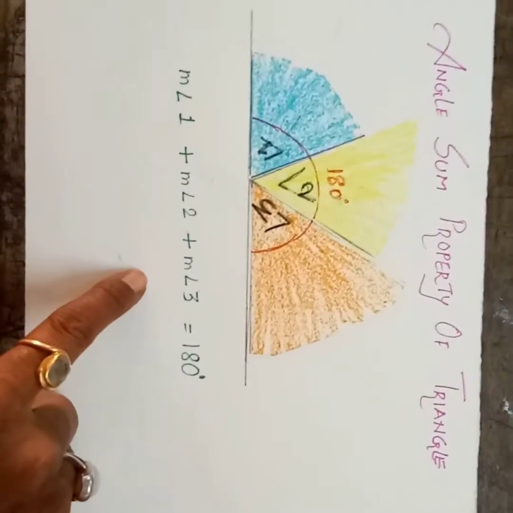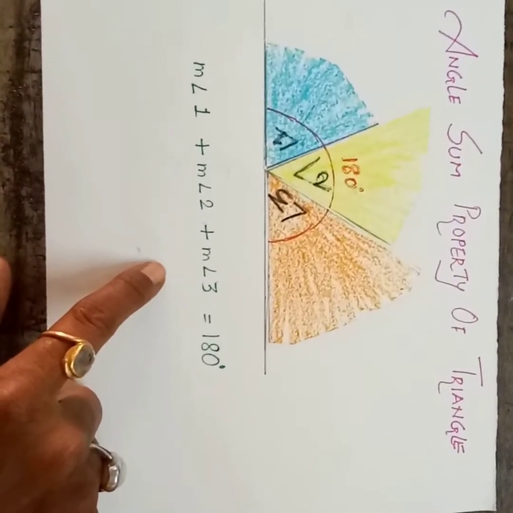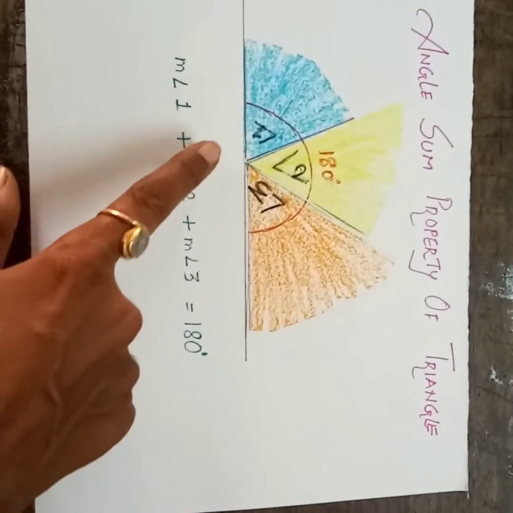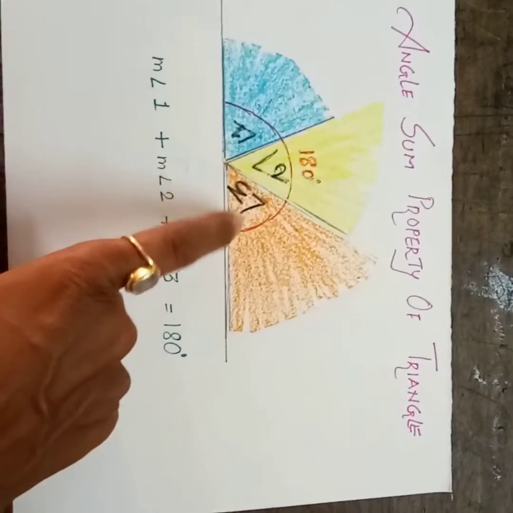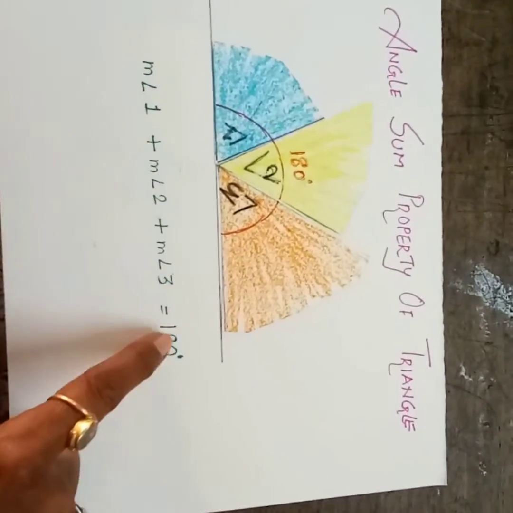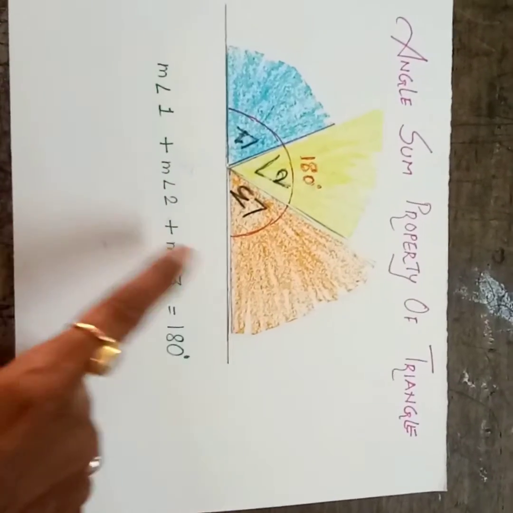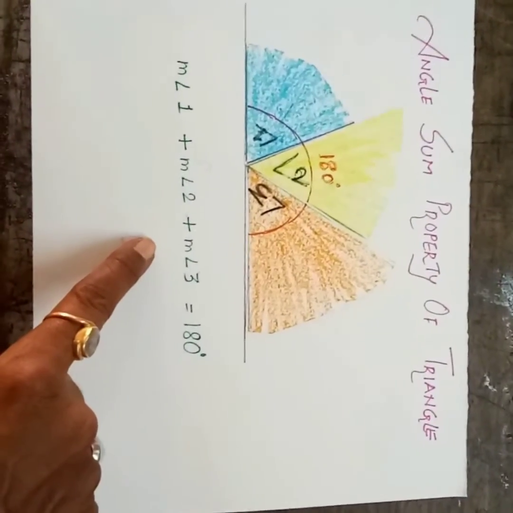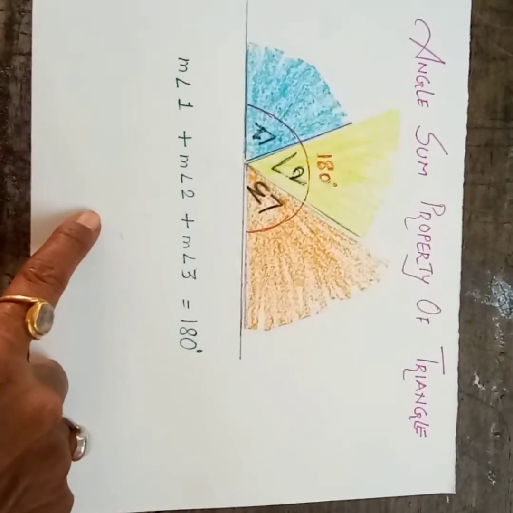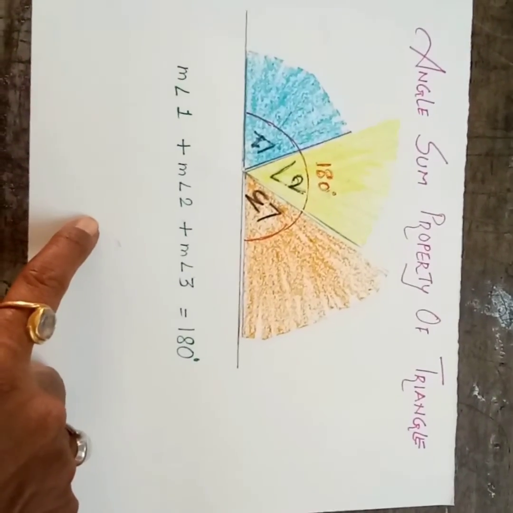So you can also do this activity with the help of colored paper. You can use color to separate these angles 1, 2 and 3, and we know that a straight angle measures 180 degrees. You can arrange them like this and do the activity by yourself. Thank you. This is all about the angle sum property of a triangle.